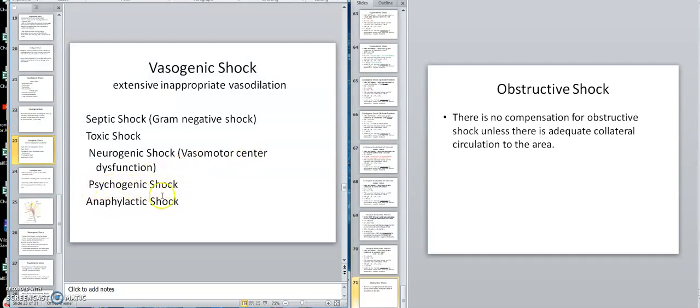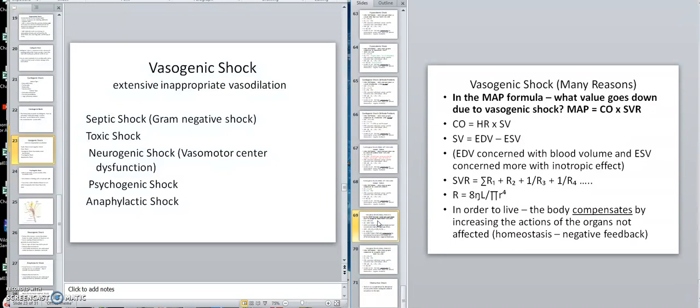Psychogenic is more of a nervous deal. Anaphylactic shock. When we talked about anaphylaxis and immune, massive outpouring of histamine. Histamine is a powerful vasodilator. Again, you can read all that. But anyway, all of these give vasogenic shock. So when we look at that, vasogenic shock, as we said, there are many reasons for it. But it's still vasogenic.